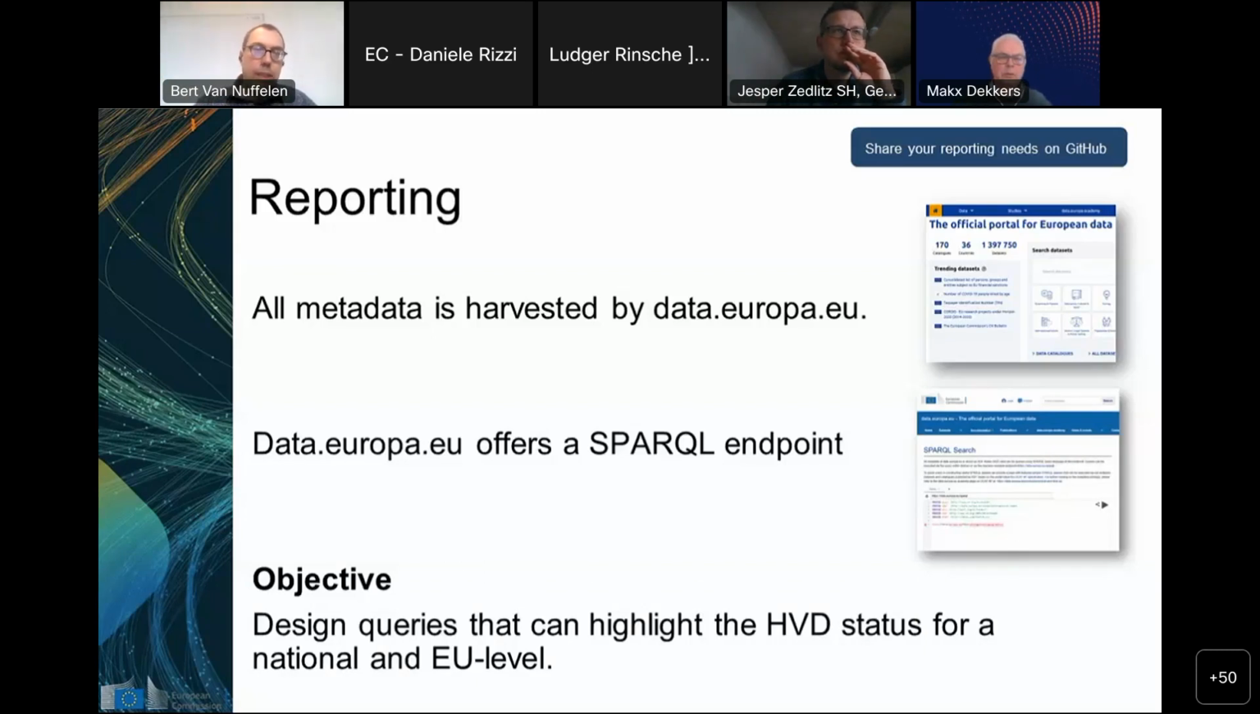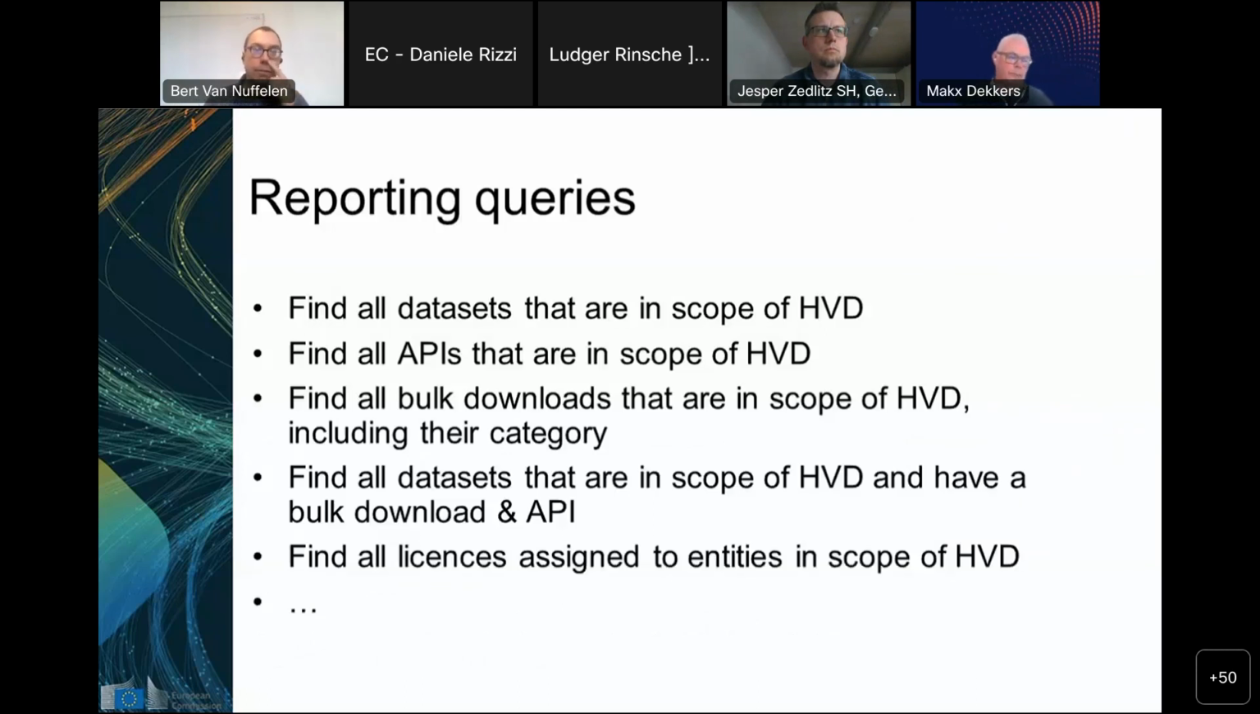And the goal is, of course, that with this activity and the annotations that we do, we can also bring the high value datasets, or the ones managed at high quality, forward at the national or EU level. So we can think of many queries: find all the datasets that are in scope of the high value datasets, find all APIs or data services that are in scope, find all bulk downloads, find those datasets that have their bulk downloads and APIs together, find all the licenses assigned to entities in scope, so as to do this legal assessment.